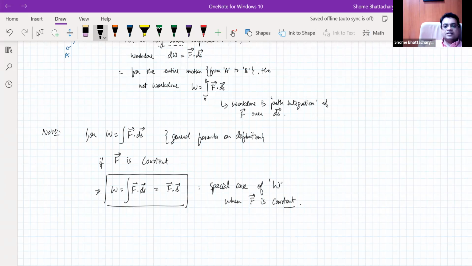So this is a special case definition that it is F dot s. In general, the definition of work done is that it is integration of F dot ds, or it is the path integration of force over displacement.